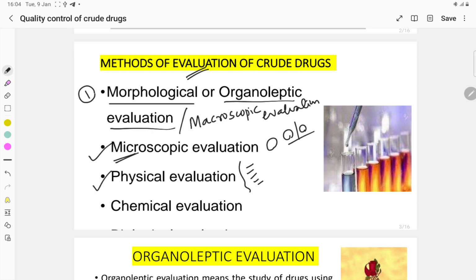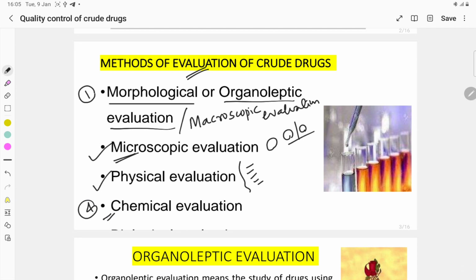Many parameters are there, like refractive index, extractive value, ash value, moisture content, flow property, viscosity. Many are there. Evaluation is not a single one. Physical evaluation consists of a series of evaluations. So that also sometimes helps you to evaluate the crude drugs. Okay, and the fourth one is chemical evaluation.